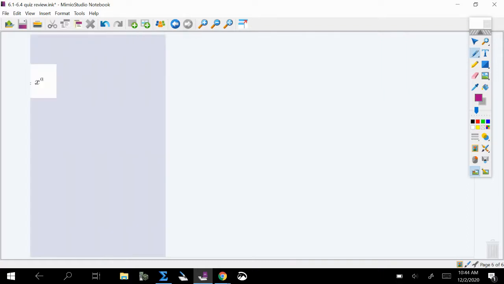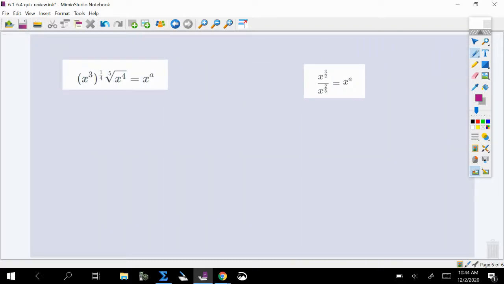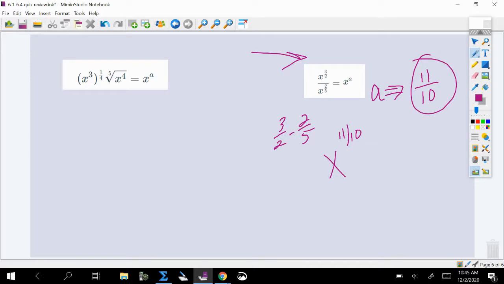I want to finish with just a couple that I copied directly from Delta Math, just so you get used to what they're asking you to do. So I'm actually going to do the one on the right first, just because it's simpler. This is going to ask you to use exponent rules, and all you have to type in on Delta Math is the new exponent. So for this one, which is really fast, you're going to subtract exponents. So you're going to do 3/2 minus 2/5 on your calculator, convert it to a fraction, and that's going to be your new exponent, which is 11/10. So all you're typing into Delta Math is the value of the exponent. So you are just going to type in 11/10.